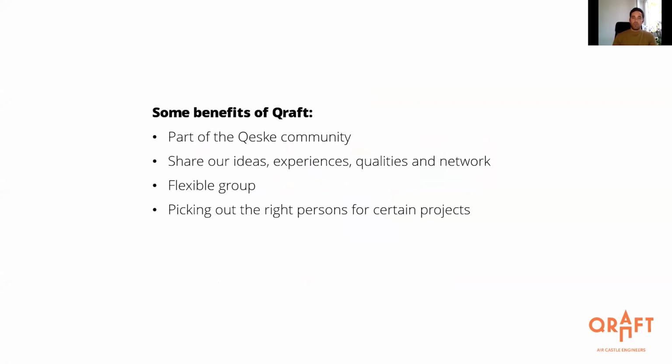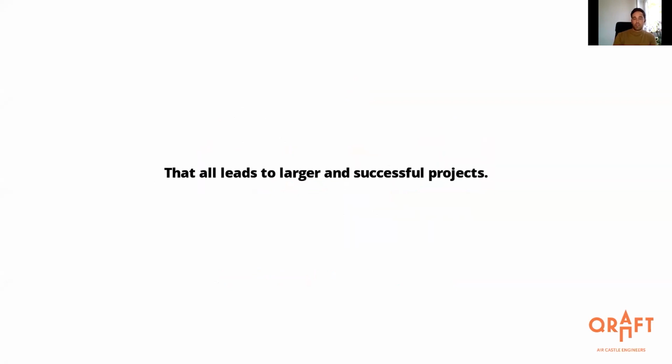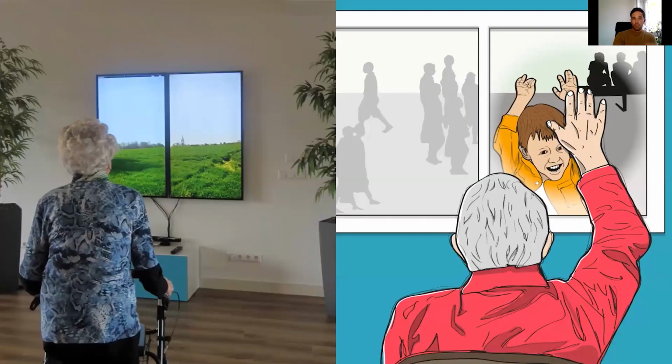We are a flexible group. We have our own companies, so we are not only reliant on Craft, and we pick the right persons for certain projects. That all leads to larger and successful projects. One of these projects is Venster, a digital window for elderly people in nursing rooms, where they can interact with the outside world and some places that are familiar to them. And now with COVID, it's of course very booming. A lot of elderly people are isolated, and this will help them.